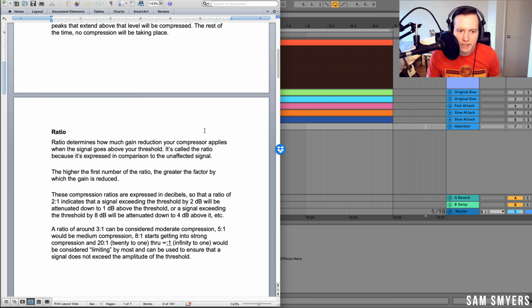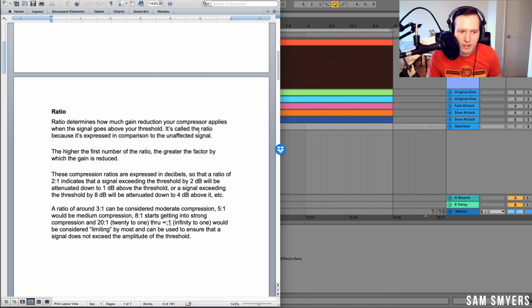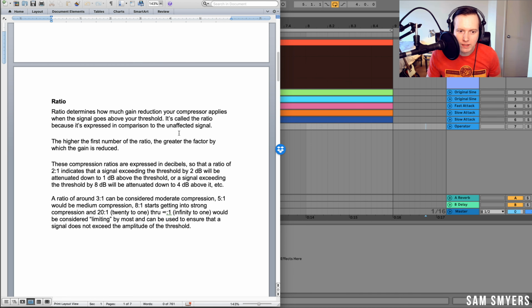Ratio determines how much gain reduction your compressor applies when the signal goes above your threshold. It's called a ratio because it's expressed in comparison to the unaffected signal. The higher the first number of the ratio, the greater the factor by which the gain is reduced. Compression ratios are expressed in decibels so that a ratio of 2:1 indicates that a signal exceeding the threshold by 2 dB will be attenuated down to 1 dB above the threshold, or a signal exceeding the threshold by 8 dB will be attenuated down to 4 dB above it, etc.